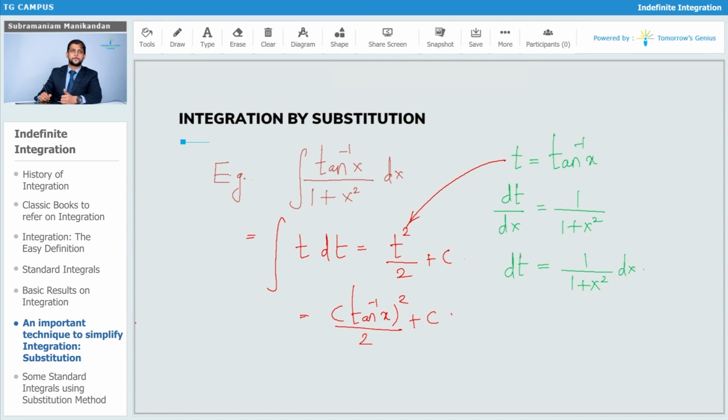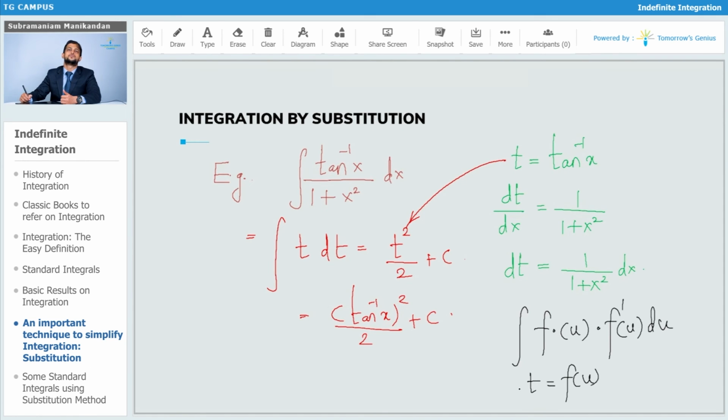And so in general, if we have a function of the type f of u times f dash of u du, you can always make the substitution t is equal to f of u and then dt becomes f dash u du, and then you make the substitution and you simplify the integration with this.